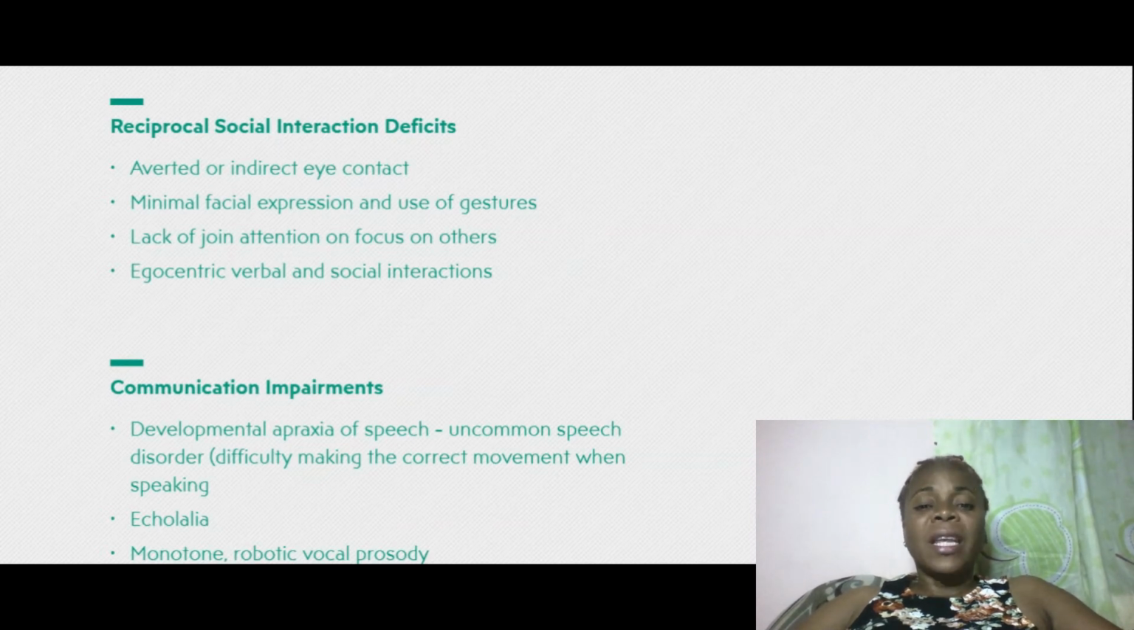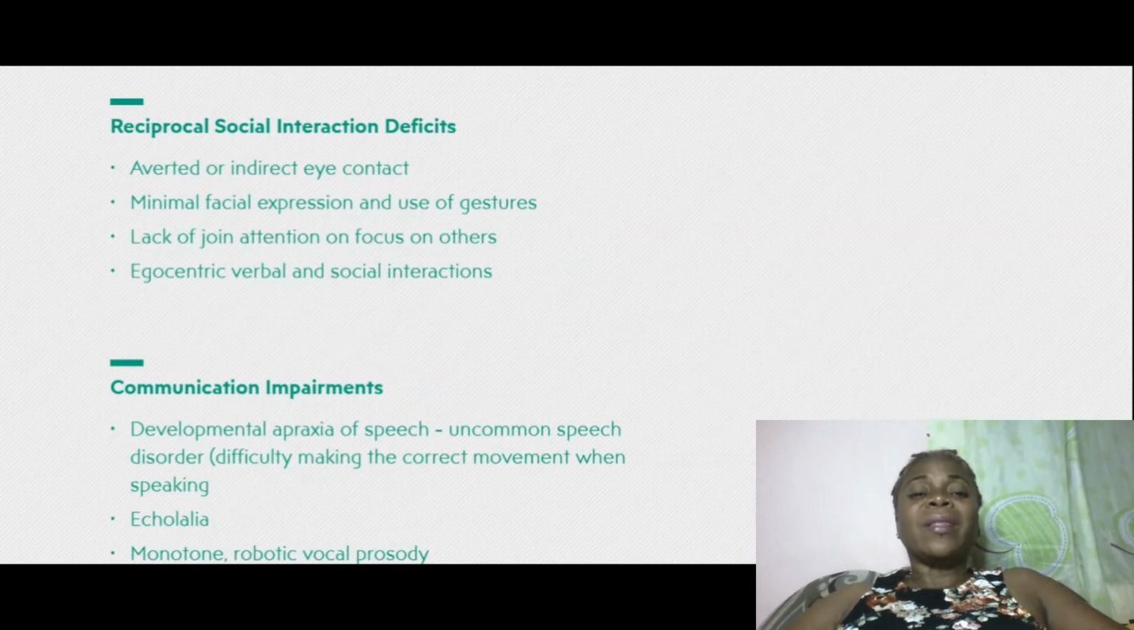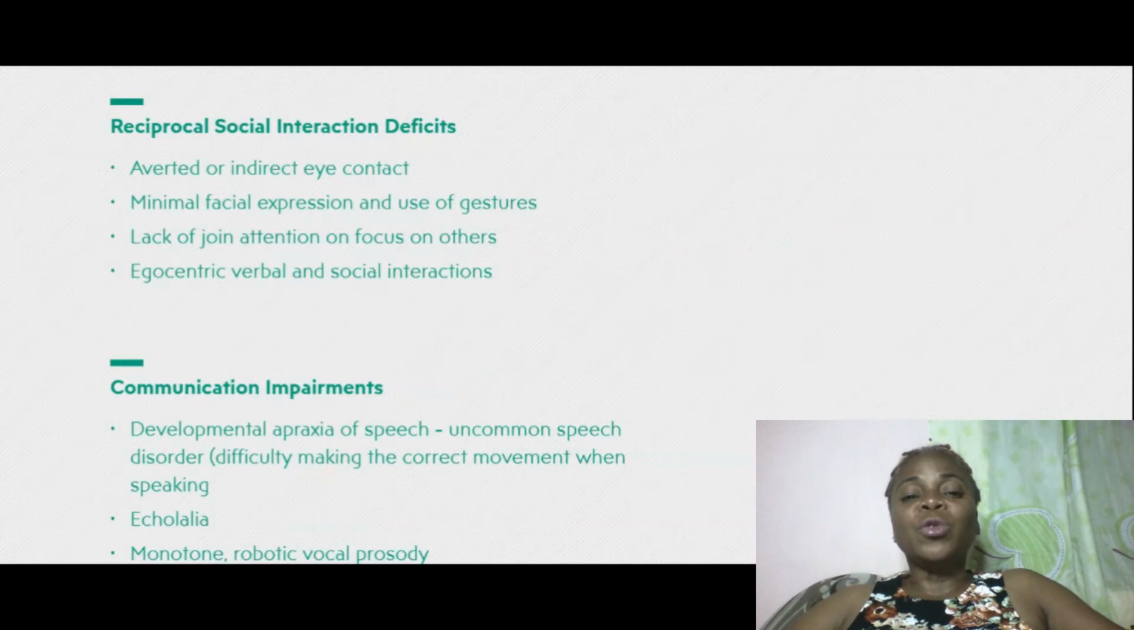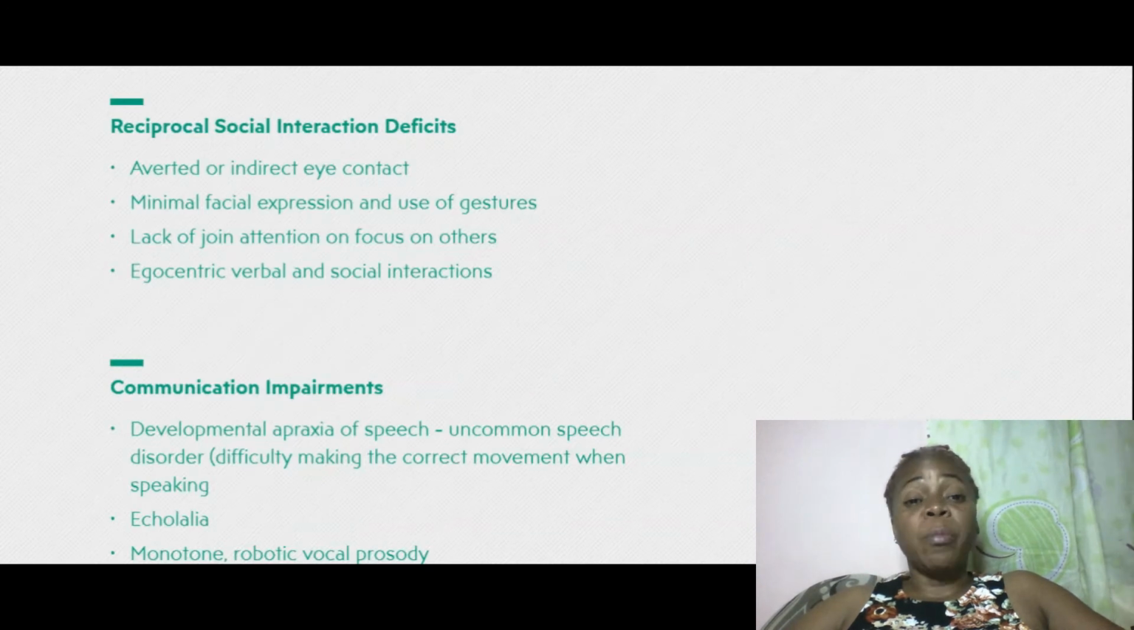And then we have echolalia. Echolalia is when the child says what you say, just continues to echo what you have said. So if you were speaking and you use the word ball in a sentence, the child will continue to say ball, ball, ball. That is what we call echolalia.